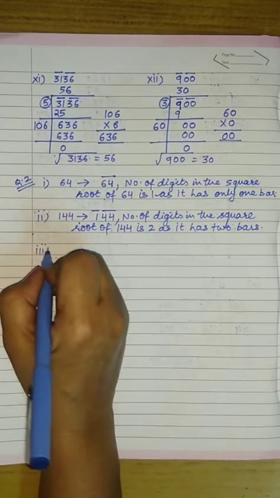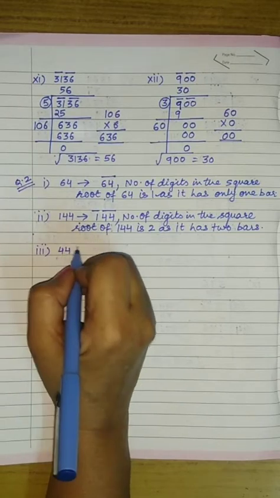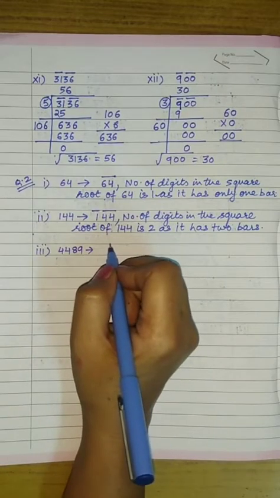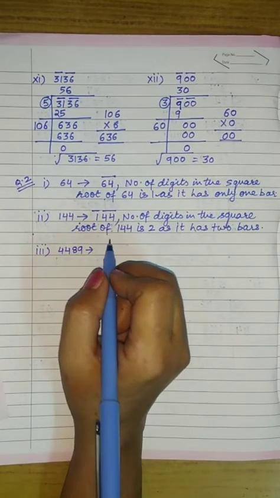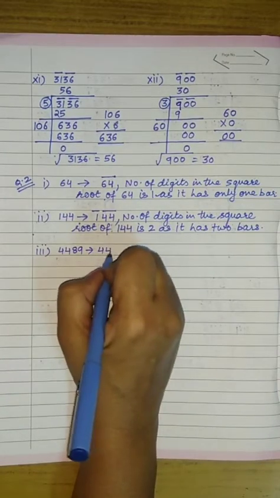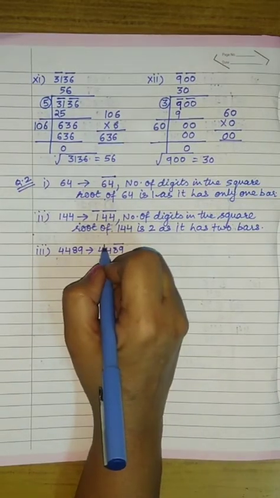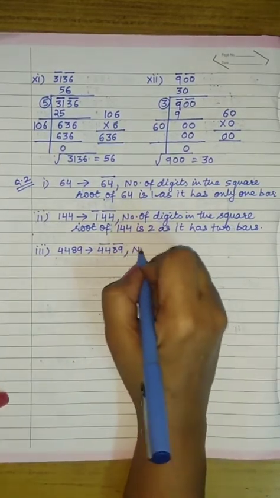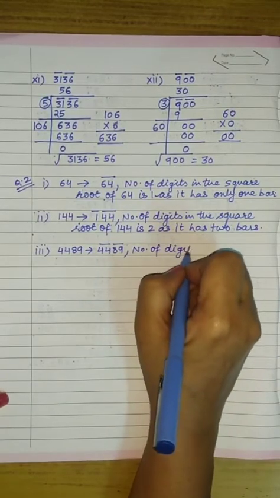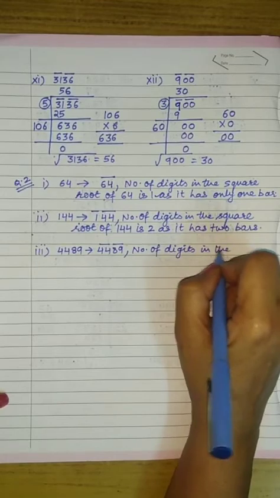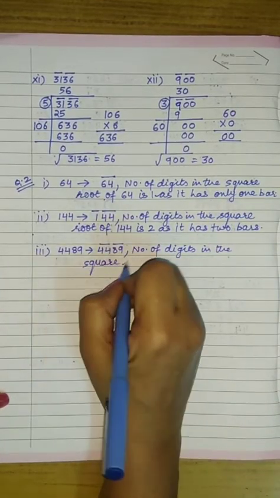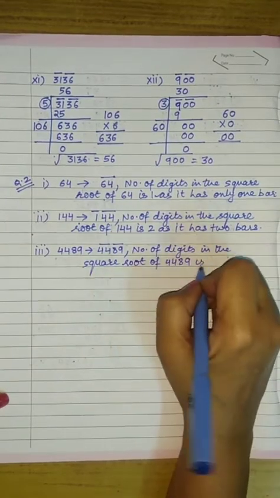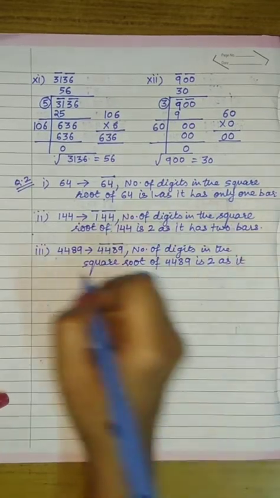Now the third part of this question is 4489. Again, this number 4489, how many bars does it have? It has two bars. One is on 89 and one is on 44. So we will write the number of digits in the square root of 4489 is 2, as it has two bars.